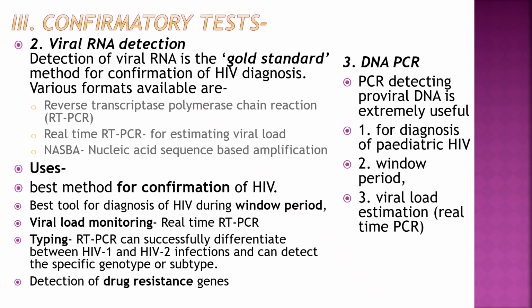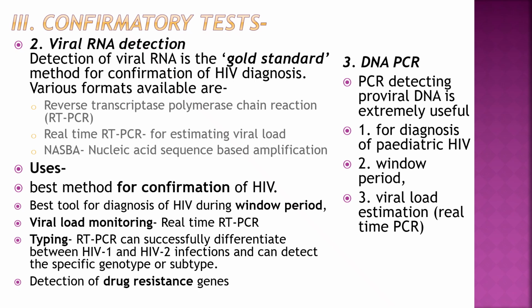Confirmatory test, in that second, viral RNA detection. Detection of viral RNA is the gold standard method for confirmation of HIV diagnosis. Various formats are available like reverse transcriptase polymerase chain reaction, RT-PCR, real-time RT-PCR for estimating viral load, and nucleic acid sequence-based amplification. Uses: confirmation of HIV, diagnosis of HIV during window period, viral load monitoring by real-time RT-PCR. Typing: RT-PCR can successfully differentiate between HIV-1 and HIV-2 infection and can detect the specific genotype or subtype. Detection of drug resistance genes.